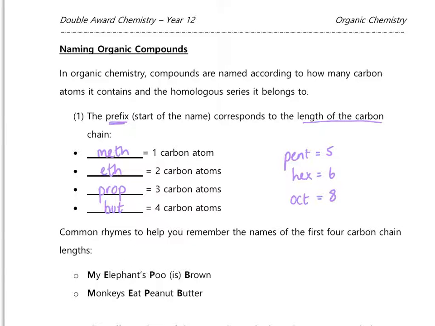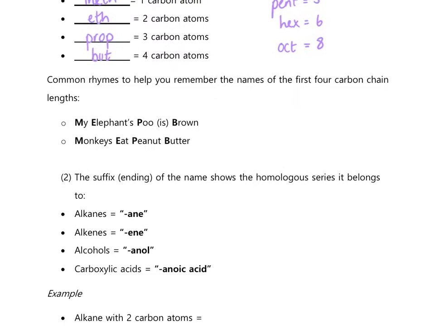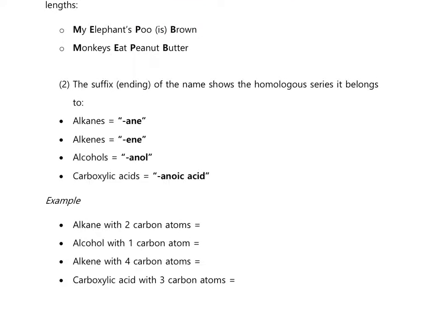So you need to learn those first 4 really well, and I've got a couple of common rhymes to help you remember that. First of all is the one I learnt at school, which is my elephant's poo is brown. So methane, ethane, propane, butane, for example, if we were referring to alkanes. Or monkeys eat peanut butter, and that's referring to your first 4 prefixes.